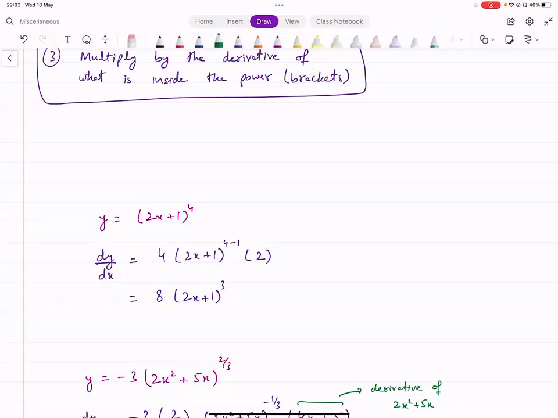And then you multiply by the derivative of what is inside the power, the base है, उसके derivative से multiply कर दिया. 2x plus 1 का derivative is 2. You multiply by that, then you can simplify this. You end up with this derivative.